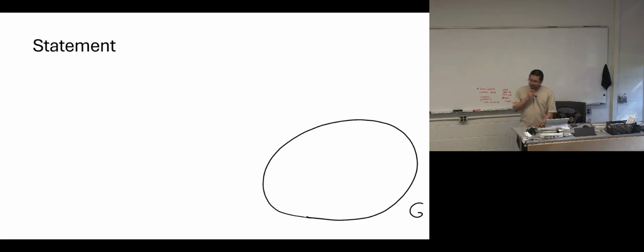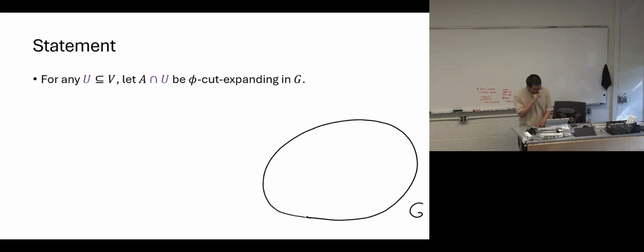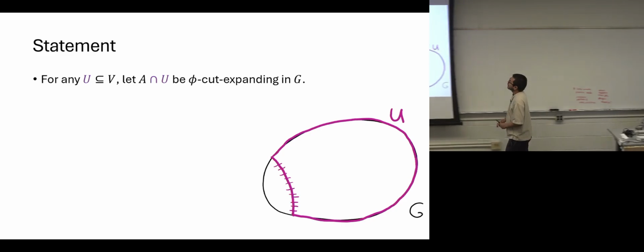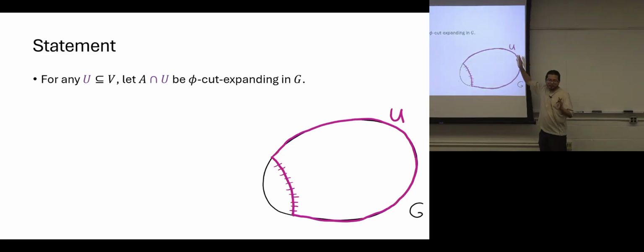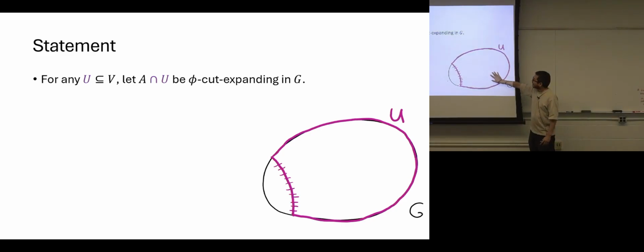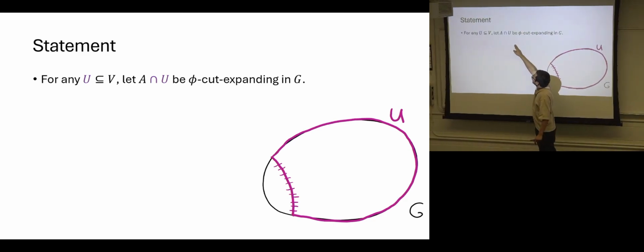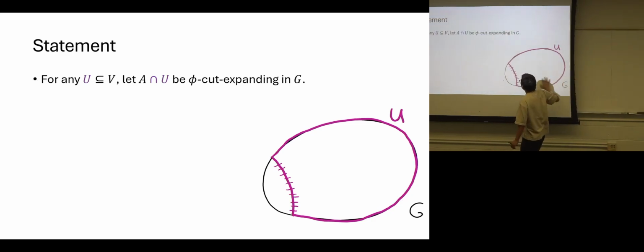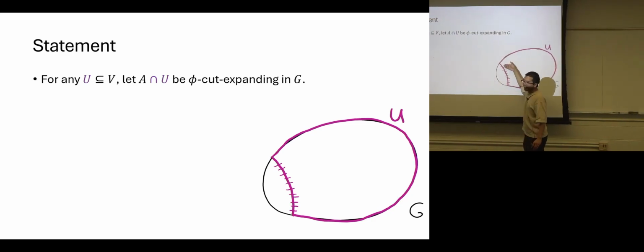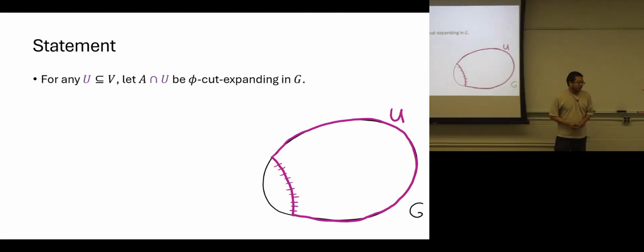Okay, so the statement is like this. Suppose that you have the set U. You think of U, in our context, U is V minus S, right? You have a set U, but the node weighting A in U is just expanding in the whole graph. So the flow might go out of U.